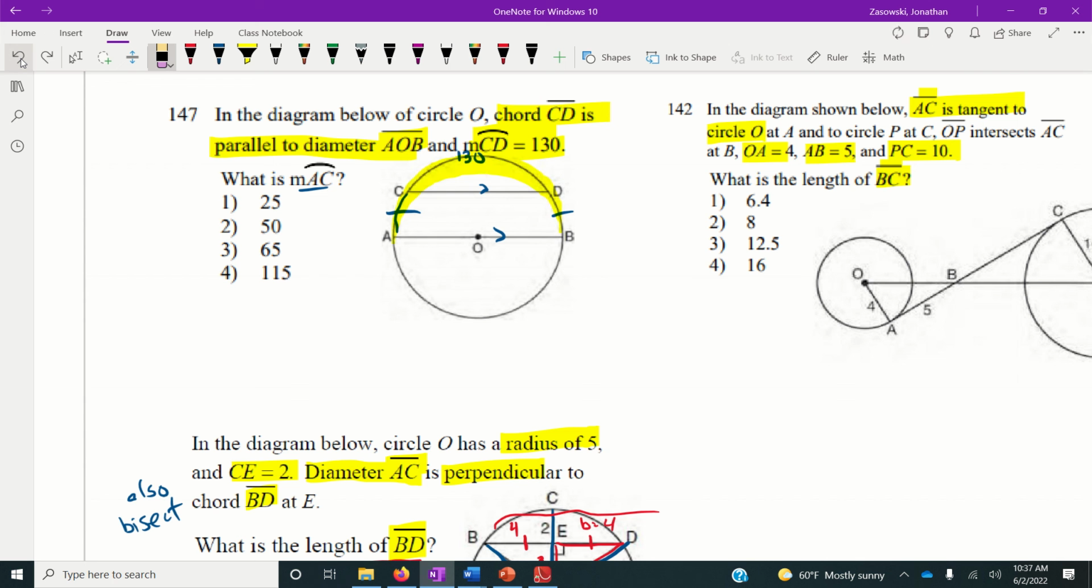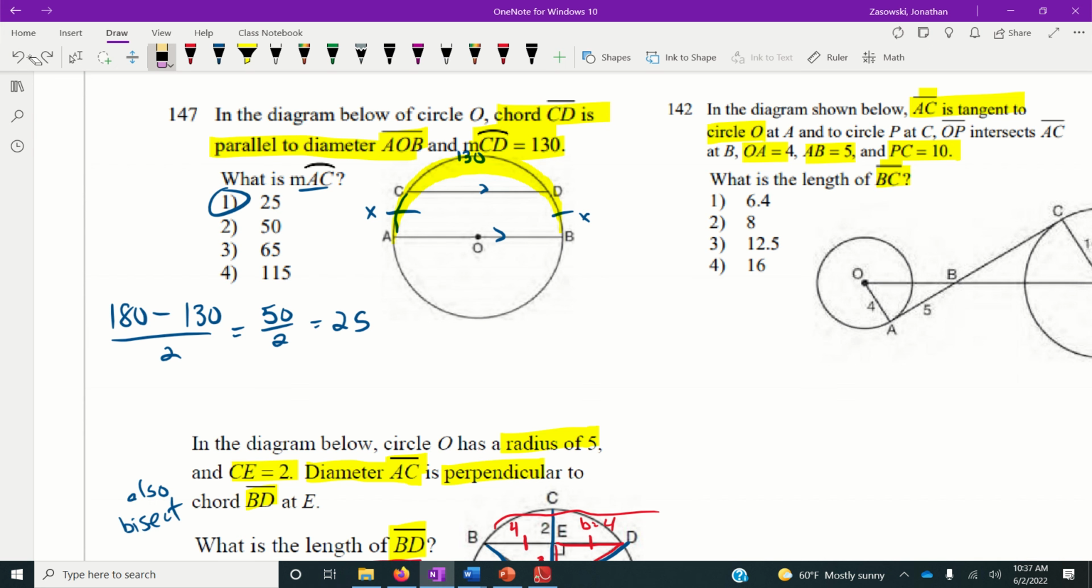So if we know that CD, that whole arc, is 130, and A to B all the way around the top here is half a circle, which is going to be 180, then if we try to figure out what AC is, DB is the same thing. So really, we can think we're going to take 180, take away 130, and then just divide by 2. So that's going to be 50 over 2, which is 25. And our answer is going to be number 1.